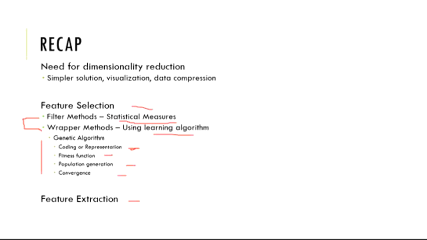The third step is the population generation. In population generation, we choose some parent individuals of the previous generation based on their fitness values or fitness score, and then we use crossover and mutation in order to generate a new population. And the final is convergence, deciding when to stop your genetic algorithm. Today we'll be covering feature extraction, which is the second method by which we do dimensionality reduction.